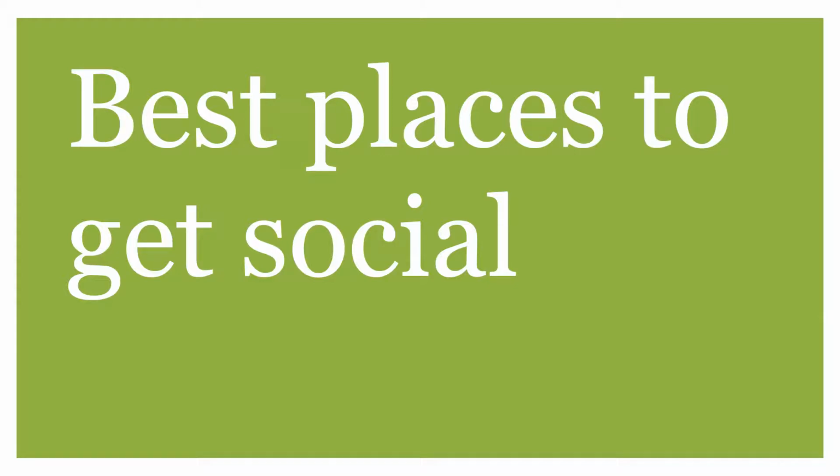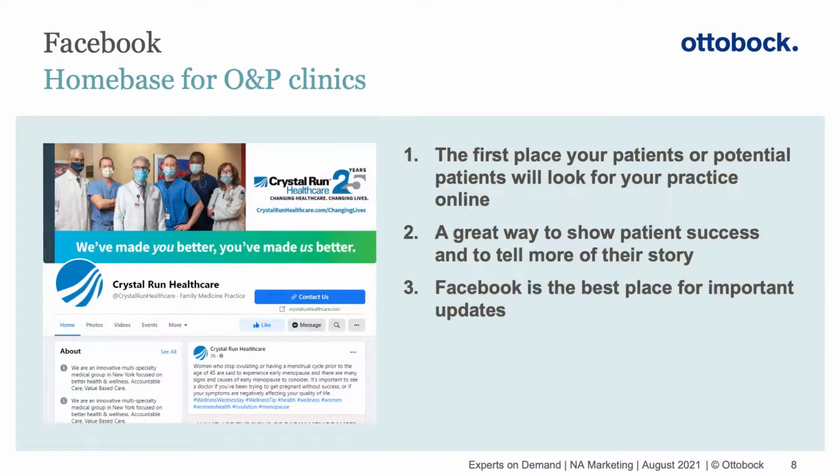Okay, so let's go ahead and take a look at the best places to get social. Firstly, we know Facebook. This is really the home base for your O&P clinics. The reason why is because we've noticed that 80% of participants in studies say that they share their health information via Facebook posts. These could be private within community groups, and 81% of those participants also said that they share their health information via Facebook messages.